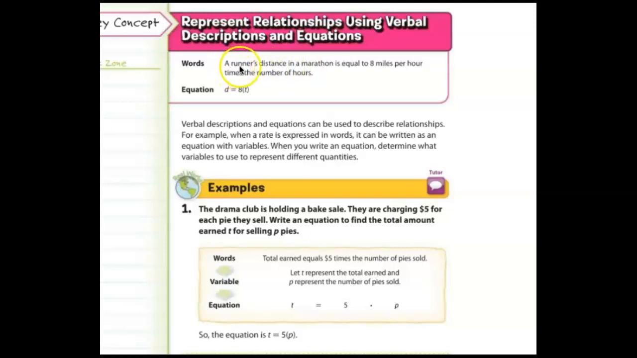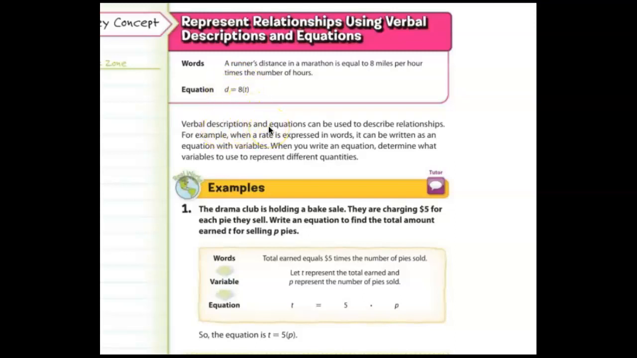So if the words are a runner's distance in a marathon is equal to 8 miles per hour times the number of hours, then that equation is going to be distance is equal to 8 times t. And in this case, the distance is the dependent variable, and the number of hours that you spend running, the time, is going to be independent. So the more you run, the farther you're going to get.